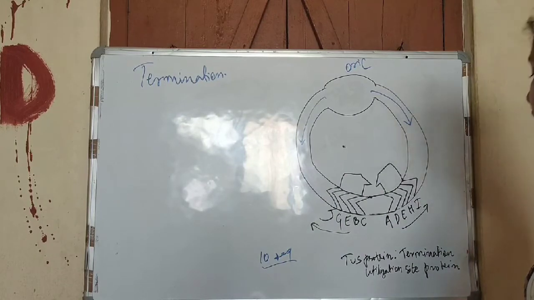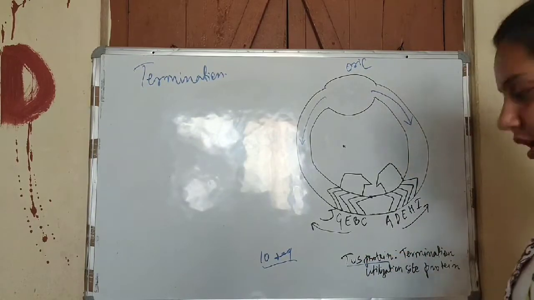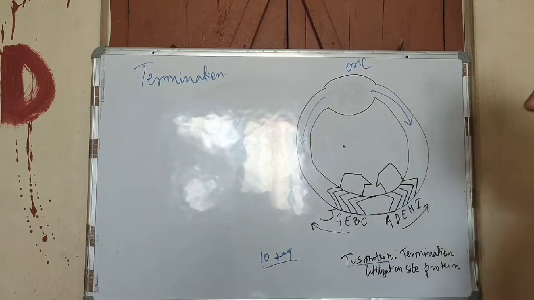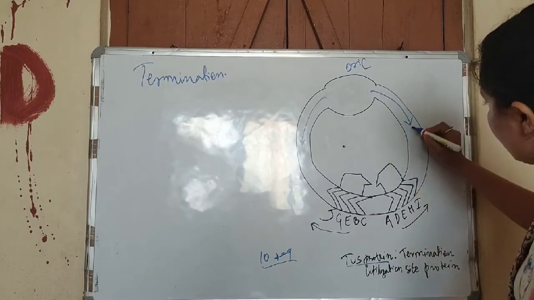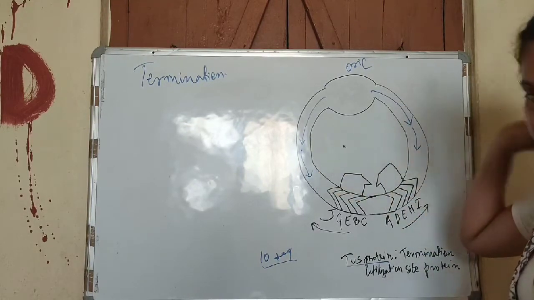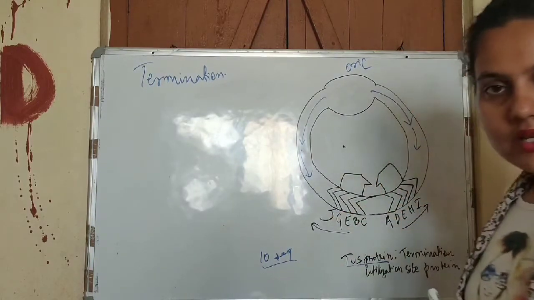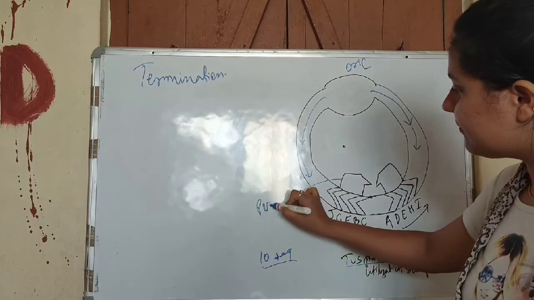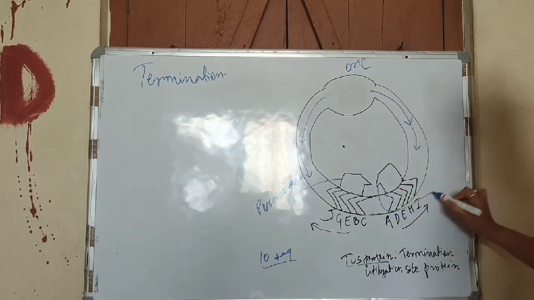Alright. So what happens is, there is another protein known as TUS. TUS protein is terminator utilization site protein. This protein will be binding above the termination sequence. So when the DNA synthesis will occur, this TUS protein will be having two sides. One is permissive and another is non-permissive.